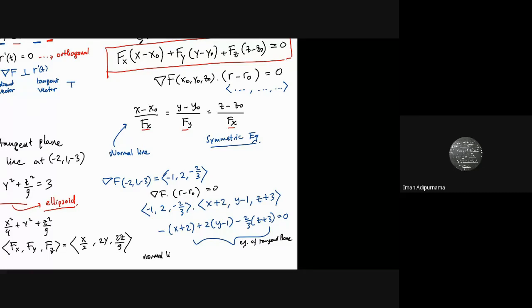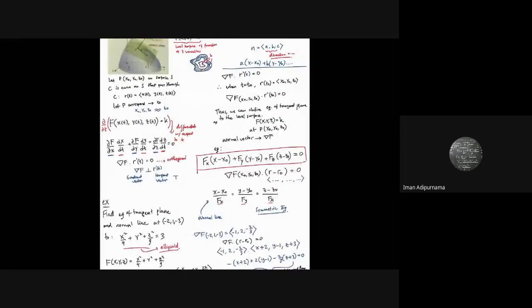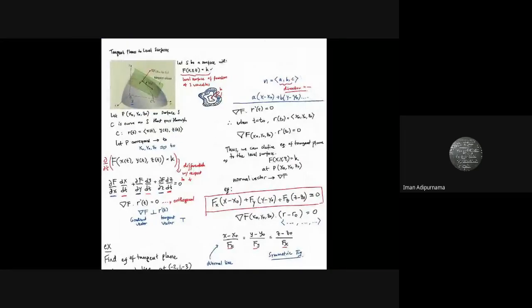And the normal line will be (x plus 2) over -1 equal to (y minus 1) over 2 equal to (z plus 3) over -2 over 3, like that. Okay, you can write it like this for the normal line. Okay, that's it. The tangent planes to level surfaces.